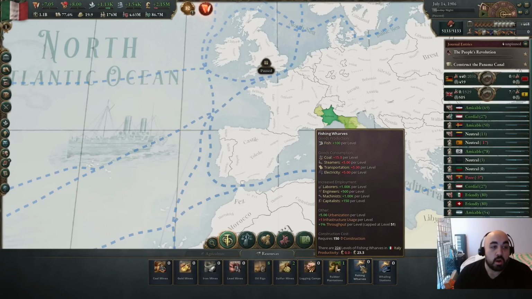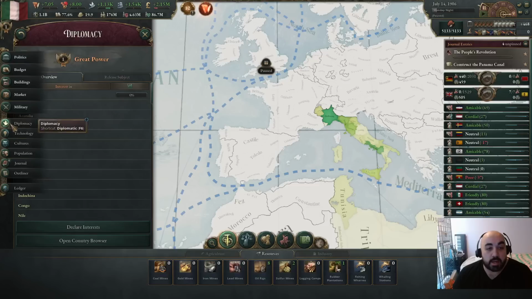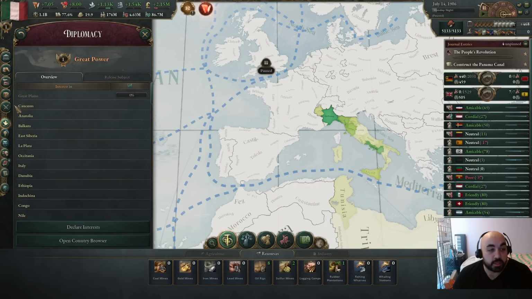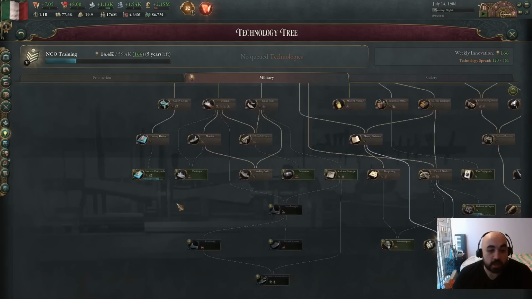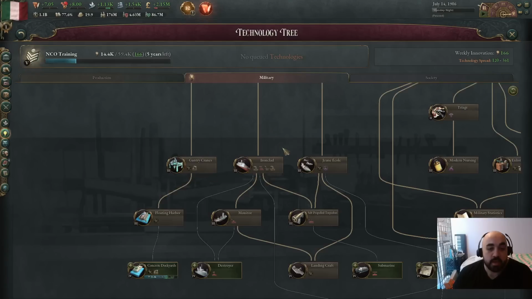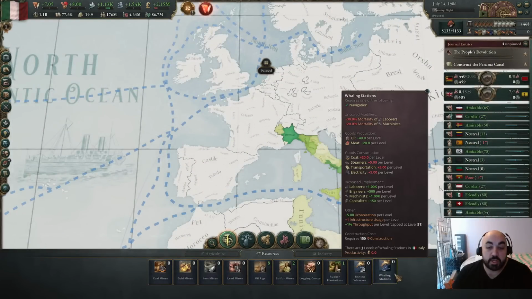In particular, when you unlock gantry cranes and steamships, they will be extremely useful to get. We could just take a quick look at those techs. So when you unlock these two techs here, you will generally want to finish expanding out all of your fishing and all of your whaling. Whaling is a bit interesting. It is going to be good.